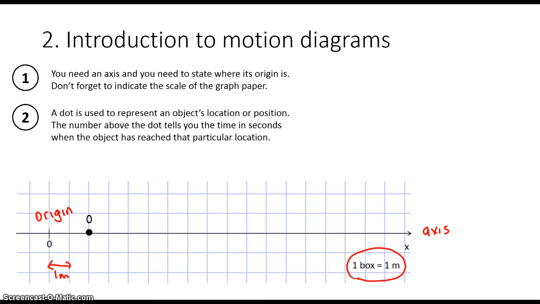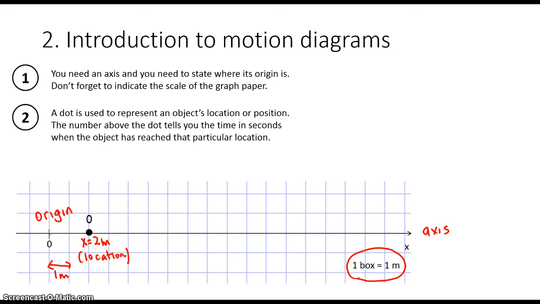Step 2. Now, how do we represent the location or position of the object which is moving? Firstly, we draw a dot. This dot tells us exactly where the object is. In this case, here is the dot, so its location is measured from the origin. This is 0, this is 1, and this is 2. So the dot tells us that the object is at 2 meters, x equals 2 meters. That is the object's location.